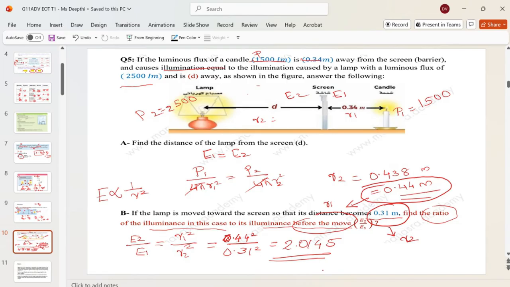Do you know what's the meaning of this ratio of the illuminance? It means that when you moved it closer to 0.31, that means you moved it closer to the screen, right? The ratio became 2.01. That means the illuminance became double on the screen. You see the number 2? 2.01 means more than 2. It became more than double. The screen became illuminated double time, twice. That's the meaning. Okay. So that is all the questions for the first FAQ.